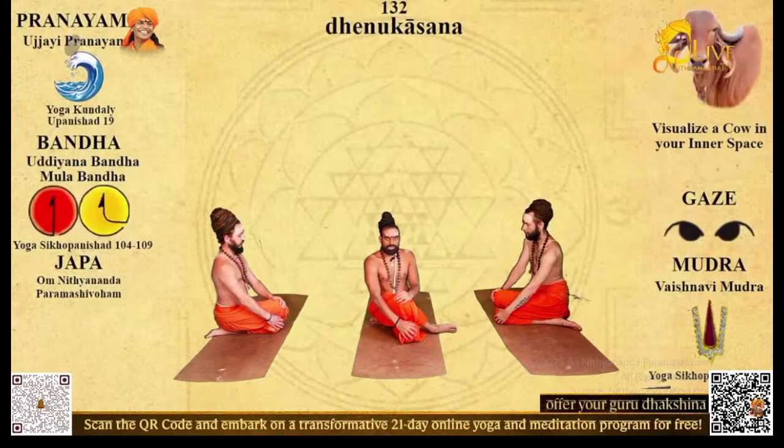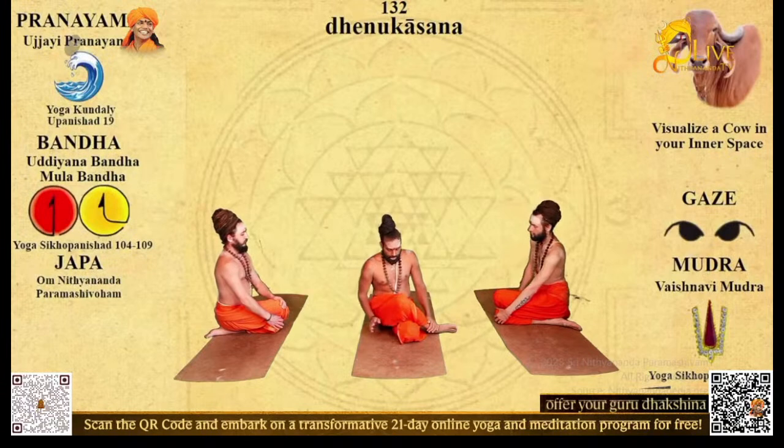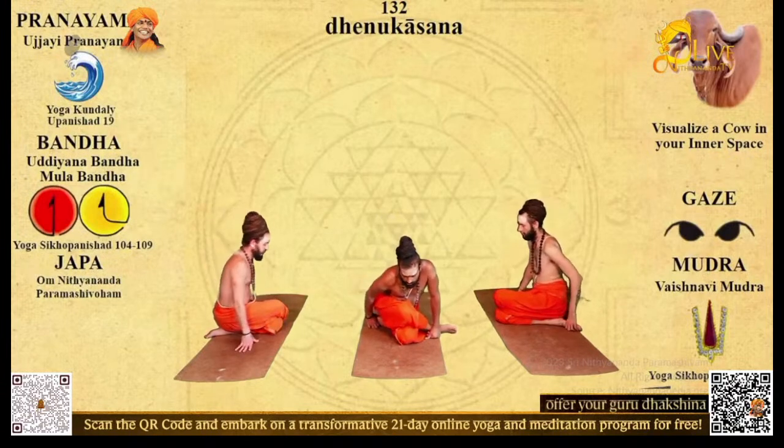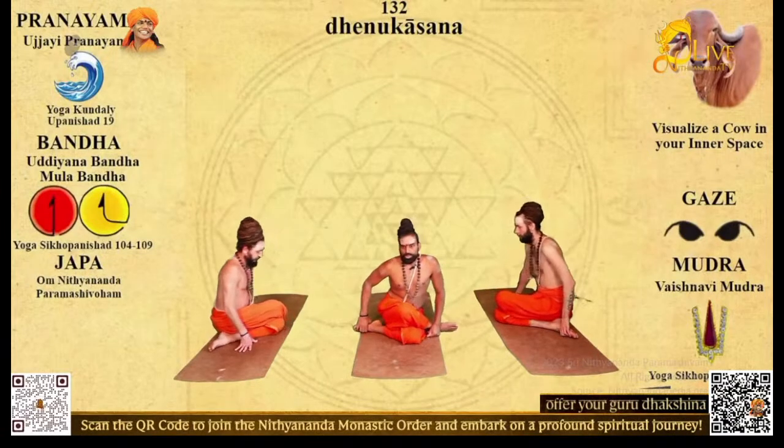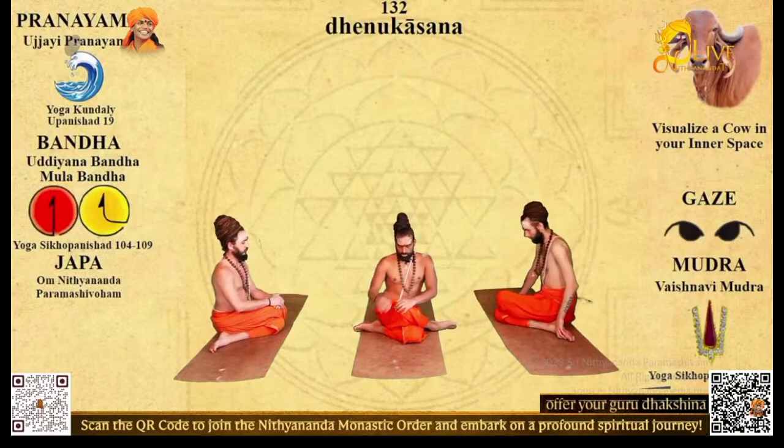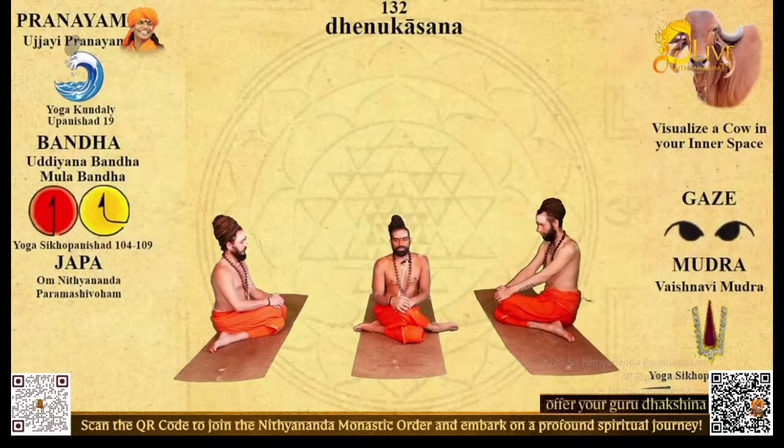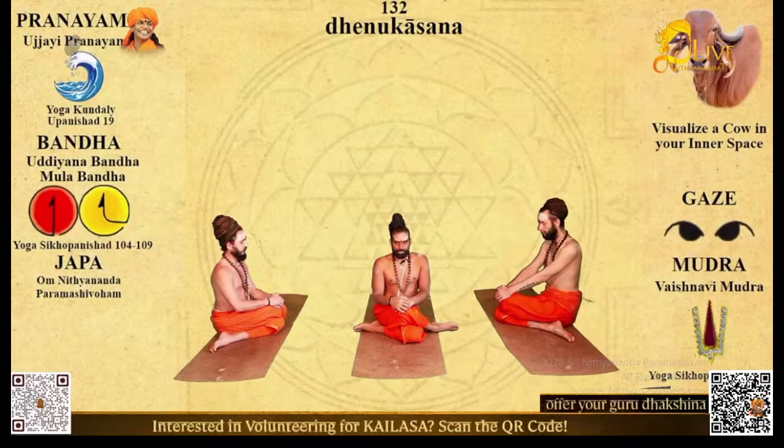The next asana is Dhenukasana. Now from Sankatasana, slide the left heel outside and place both the hands on the top knee. Gaze forward, engage Moolbandha and Udyanabandha as you visualize a cow in your inner space.